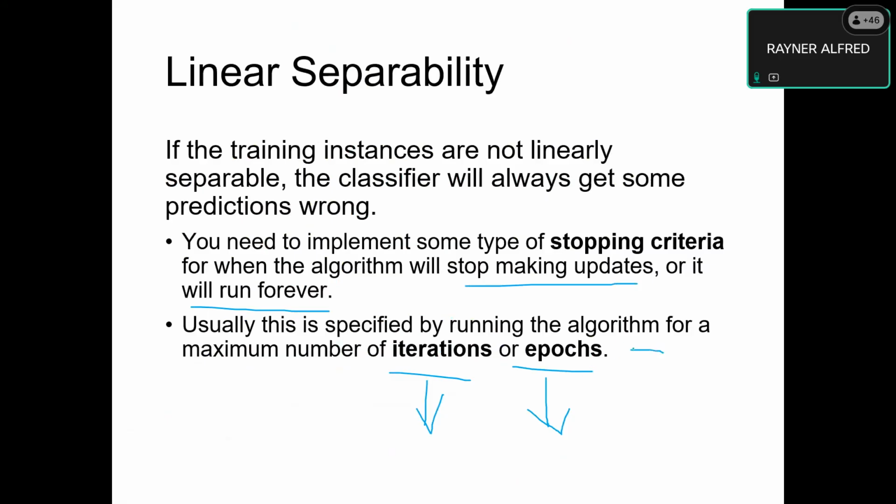Okay, so epoch refers to when you want to go from the input to the output. So this is your input. So this is considered as 1 epoch. And iteration is how many times you want to do this.